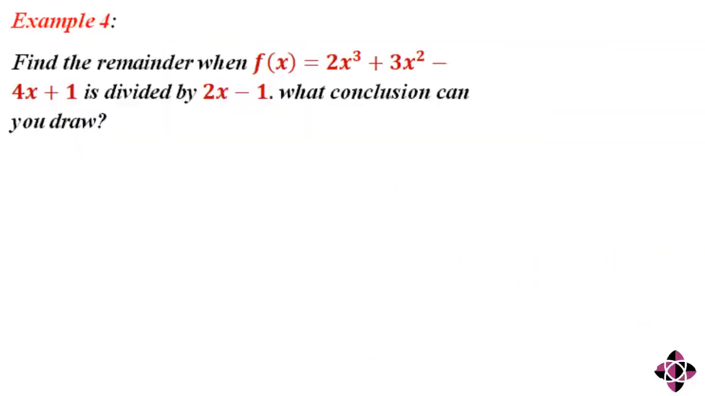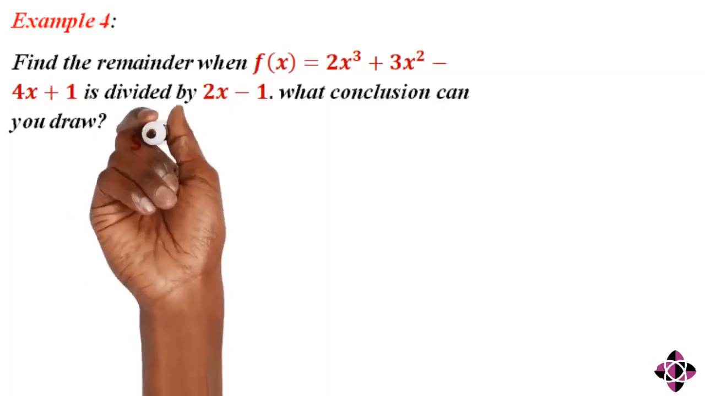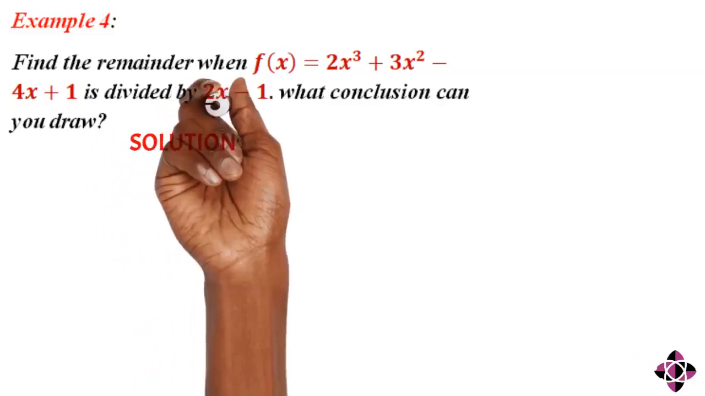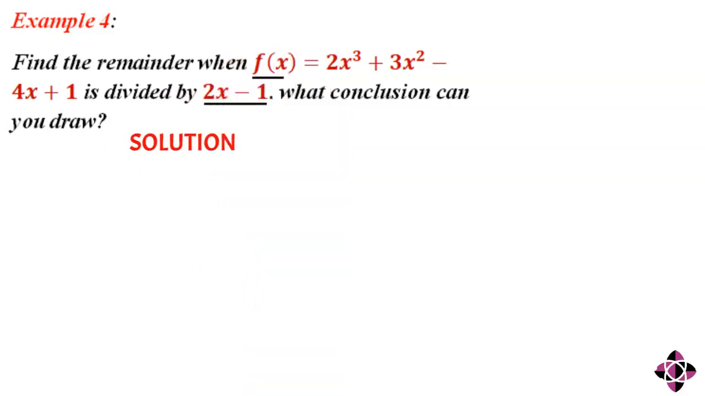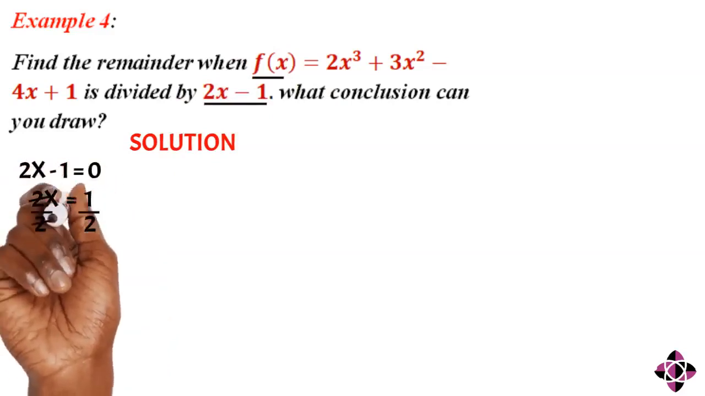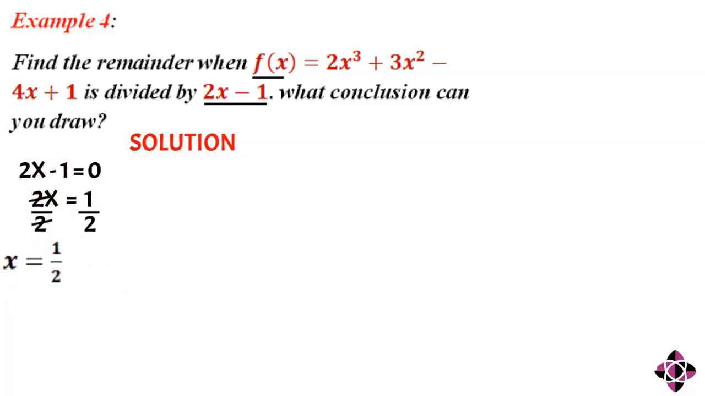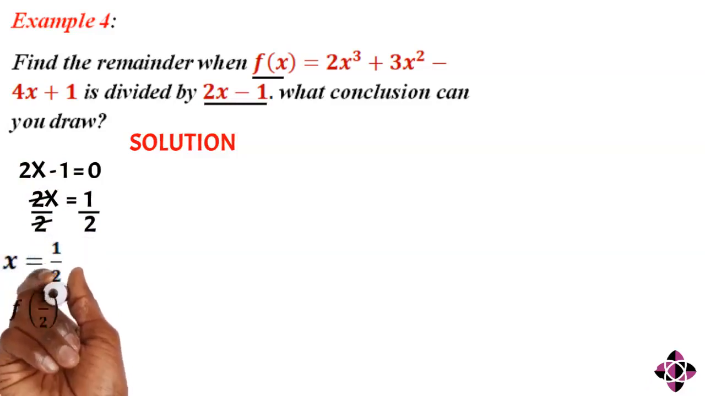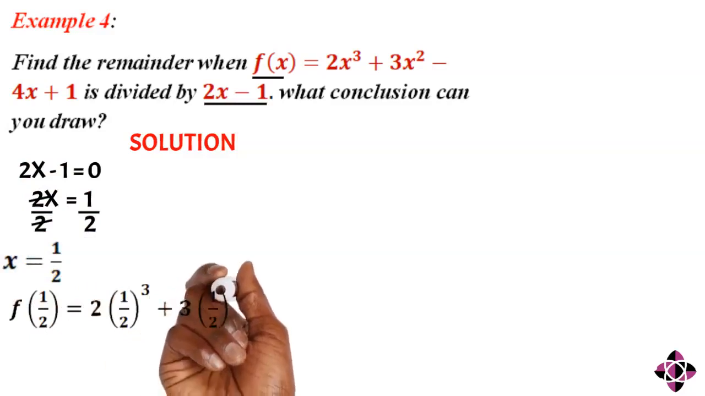Example 4. Find the remainder when f of x equals 2x cubed plus 3x squared minus 4x plus 1 is divided by 2x minus 1. What conclusion can you derive? Solution. Now, put the zero of 2x minus 1 into f of x. So 2x minus 1 equals 0. So 2x equals 1. Now divide both sides by 2. So we have x equals 1 over 2. Now let's put x equals 1 over 2 into f of x. So f of 1 over 2 equals 2 times half cubed plus 3 times half squared minus 4 times half plus 1.